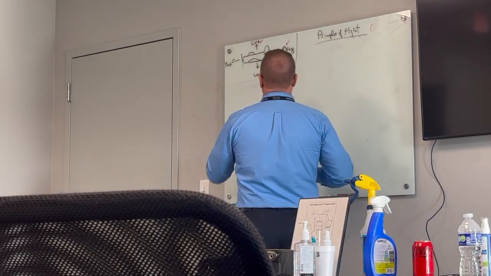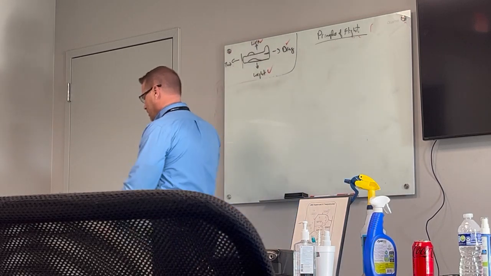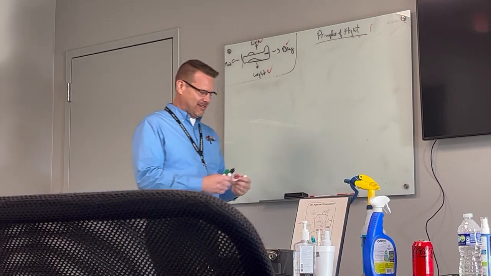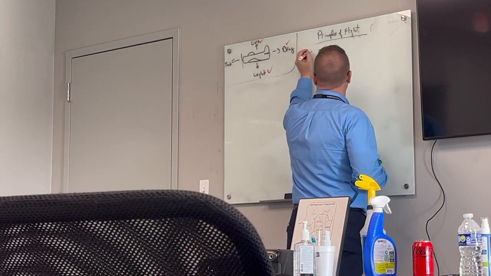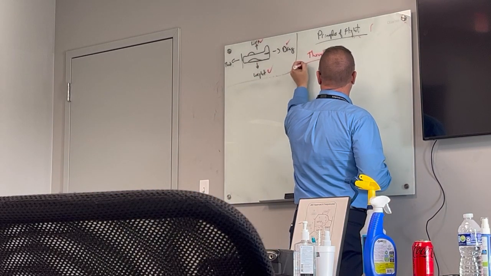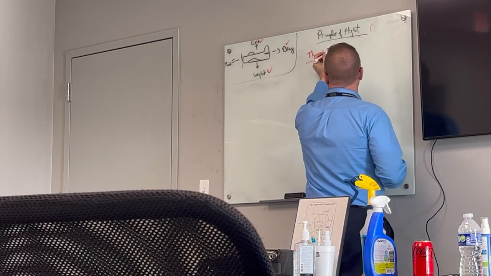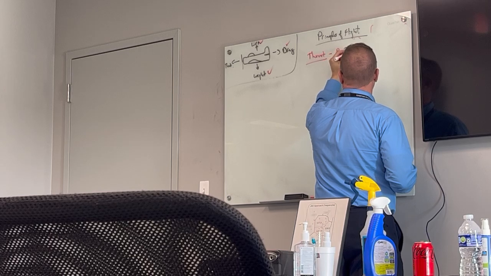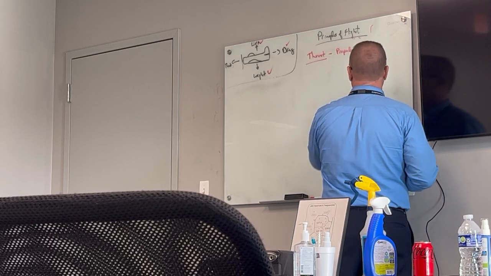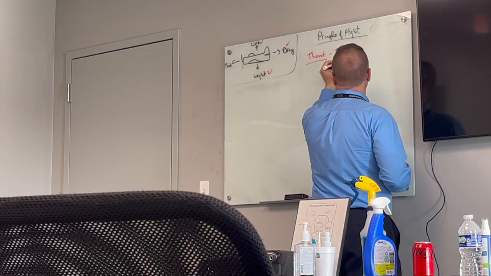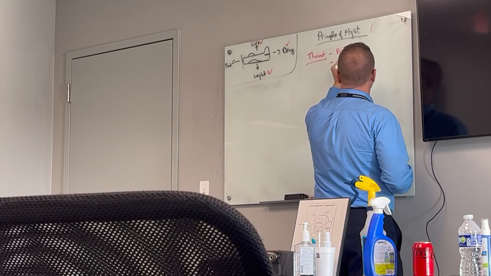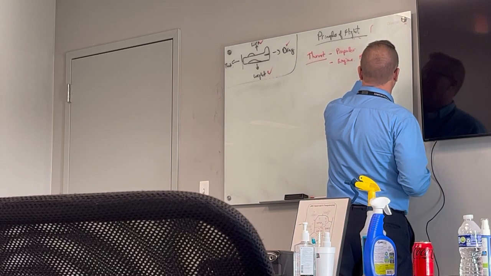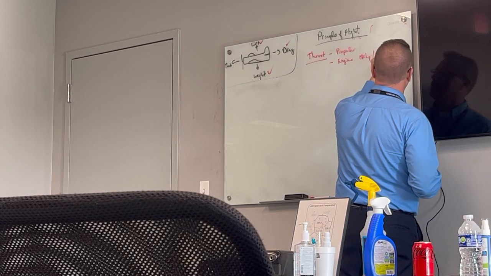Okay. All right. Thrust. Thrust that opposes drag. Propeller, we want to talk about that. Engine. 180 horsepower, 4-cylinder, horizontally opposed.